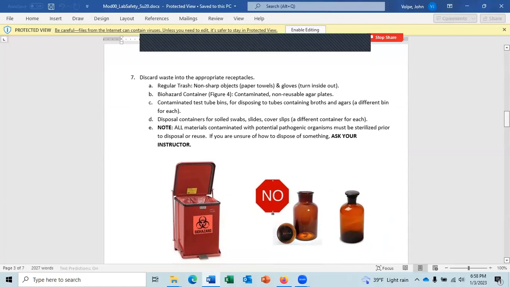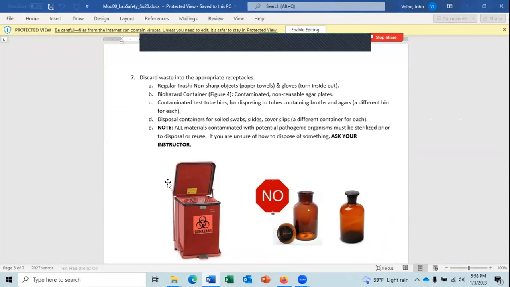Discard of waste materials in the appropriate receptacles. Regular trash, there's non-sharp objects, no glass, like paper towels and gloves that are not contaminated with bacteria, go in the regular trash can, which is not shown. It would be a trash can in the lab, and we have several of them. I think we have 4 in our lab.